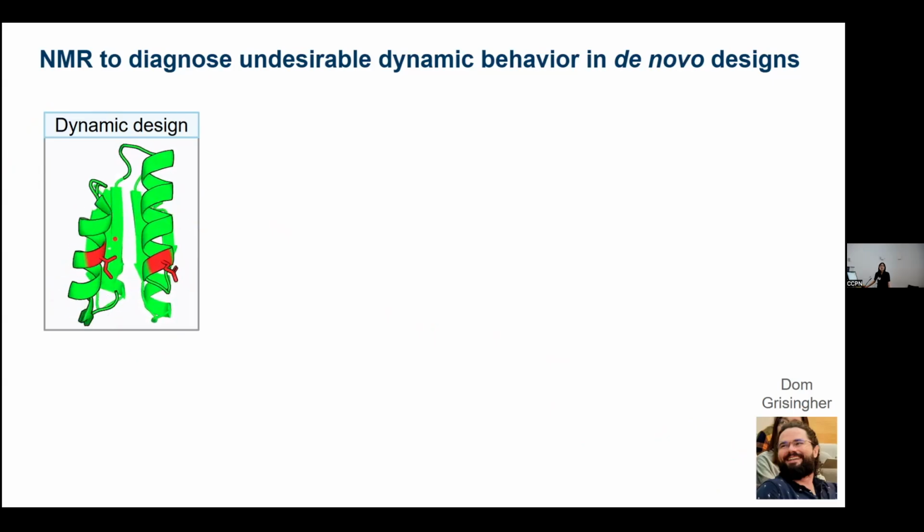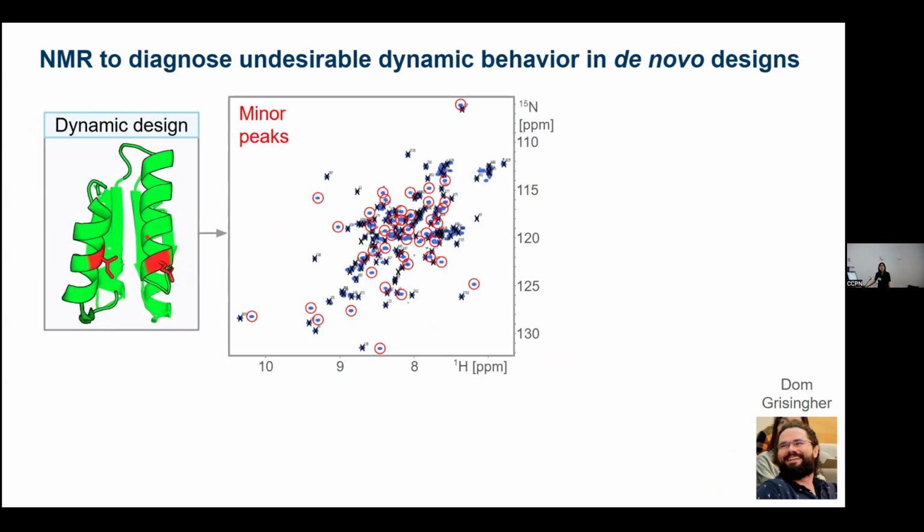And when he first collected the N15 HSQC, he was really excited because there were all of these minor peaks that I've circled here in red, which suggested that there was a slow exchange process happening, which he hoped was arising from his designed motion.